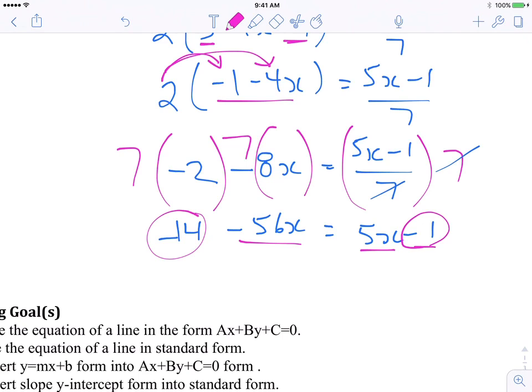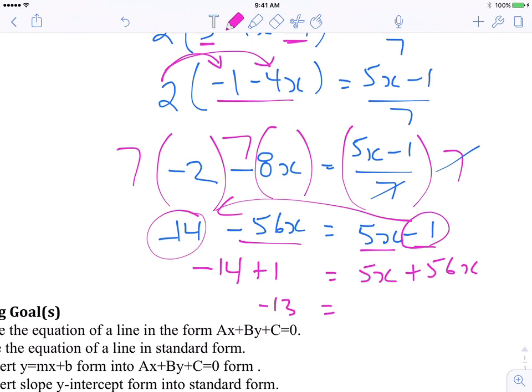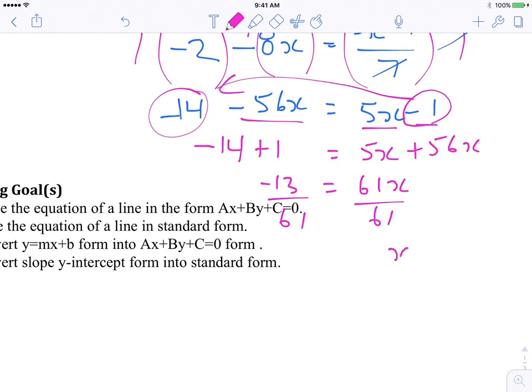In essence, it looks like the 1 is coming over, and the negative 56x is going the other way. So at the end of the day, we have negative 14 plus 1 equals 5x plus 56x, and then negative 13 equals 61x. Divide both sides by 61, and we have x equals negative 13 over 61.